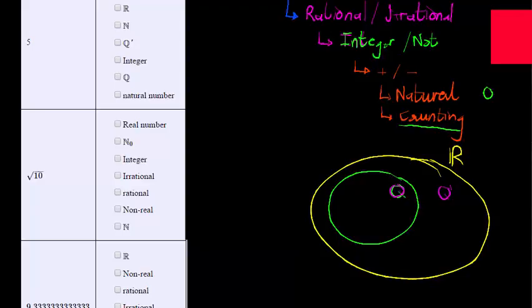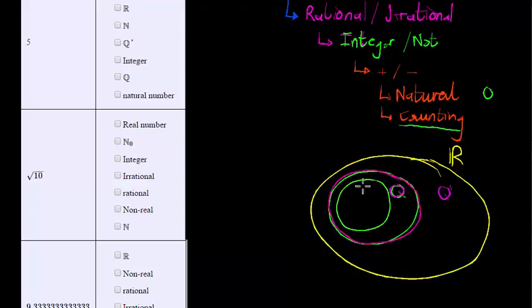Then we ask the question, is it rational or irrational? And if it's rational, we ask the question, is it an integer? The moment that I go inside the integer circle, I continue my questioning. If I don't, then it's only real and rational. So I'm inside the integer circle, for example, and then I ask, is it positive or negative?